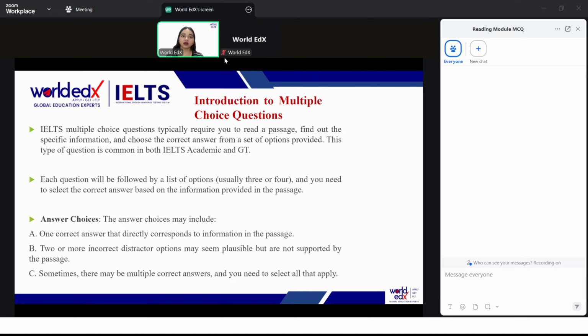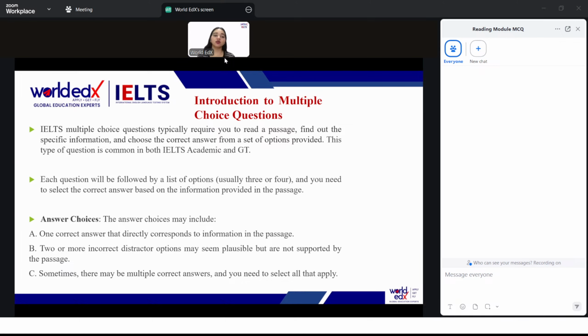Now, each question will have a list of options. There are usually three or four, but at times you also have six options, and you need to select the correct answer based upon the information provided in the passage. Now, answer choices can come in certain ways. The first one could be one correct answer that directly corresponds to information in the passage. That means out of four, you just have to select the one option that matches the information given in the passage.